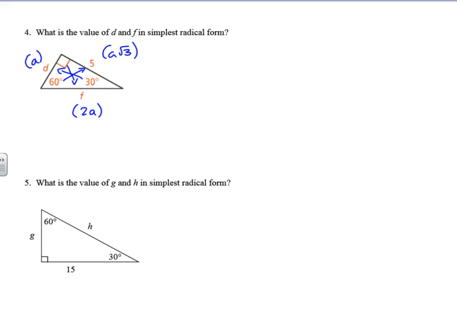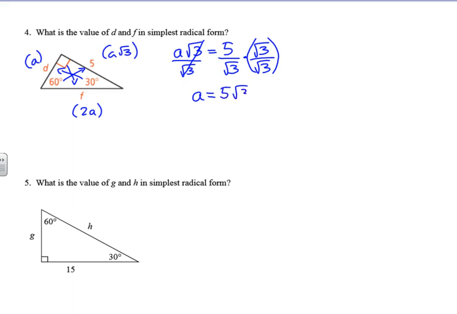So again, the process is solve for A first. A times the square root of 3 equals 5. So we're going to divide by the square root of 3. Houston, we have a problem. There's a radical in the denominator. We're going to rationalize you. We're going to multiply you by the square root of 3 over the square root of 3. Again, we're really multiplying by 1. We're just changing the form.